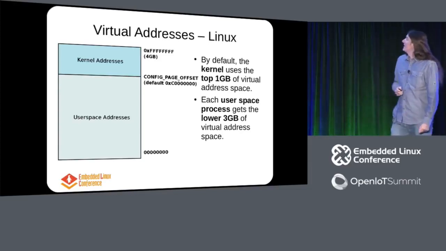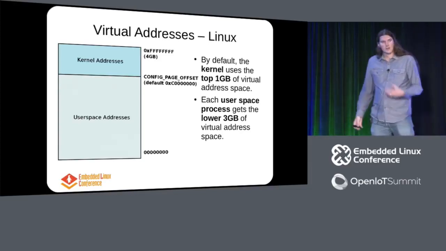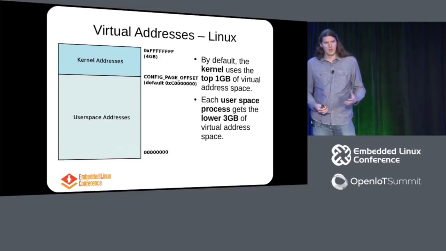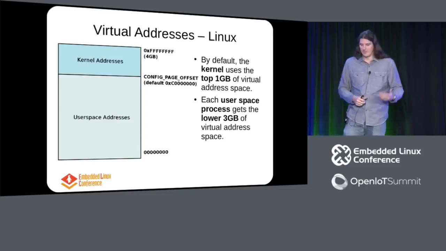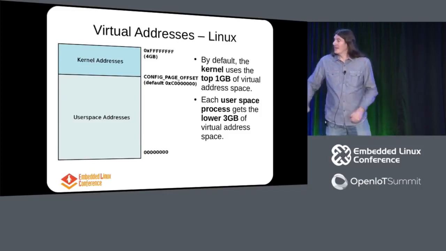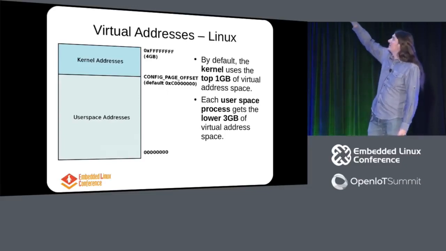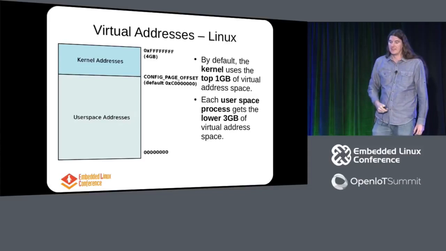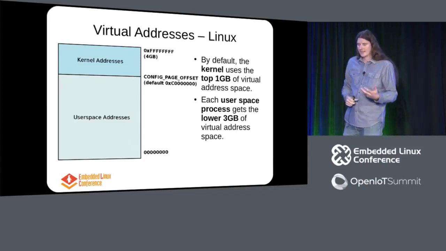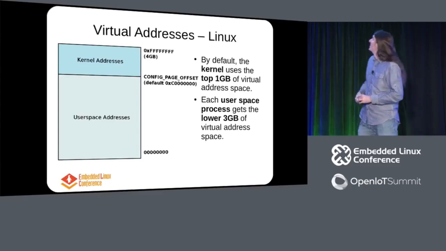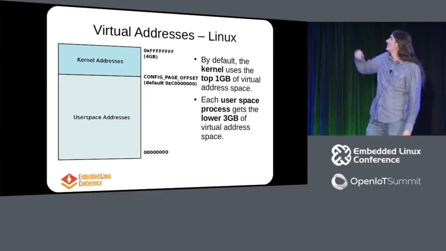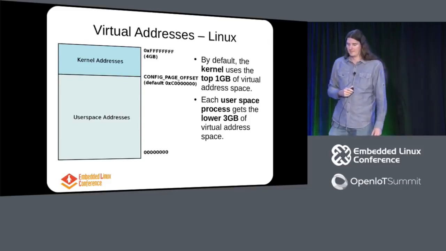So here's what this looks like. We have our virtual address space. On a 32-bit system, regardless of how much RAM we have, we always have 4 gigabytes of address space in virtual memory, right? Because we have 32 bits, and 32 bits gives us 4 billion bytes. We can see here that we have CONFIG_PAGE_OFFSET in the middle, and CONFIG_PAGE_OFFSET is the dividing line between kernel memory and user space memory. By default on 32-bit, like I said, this is at 3 gigabytes. So the kernel uses the top 1 gigabyte of virtual memory space, and user space processes get the bottom 3 gigabytes of virtual memory space.